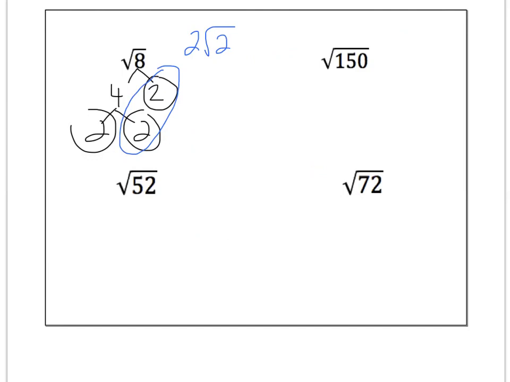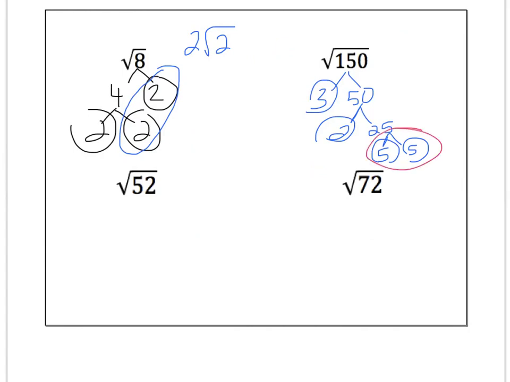Let's try another one. 150. Well, we're going to say 3 times 50. And 3 is a prime number. Then 2 times 25, and 2 is a prime number. And then 5 times 5. Next, I'm going to ask, do I have any pairs? Yes, I have that one pair. That buddy can leave the house. What stays inside? 3 and 2. So I multiply those numbers that stay inside the house, and I get the square root of 6, with the 5 on the outside.